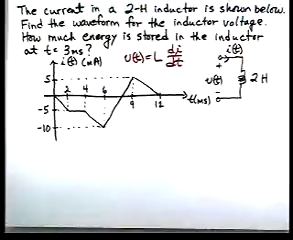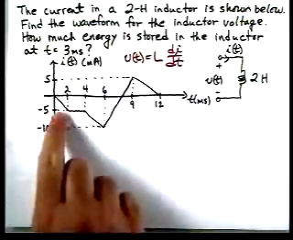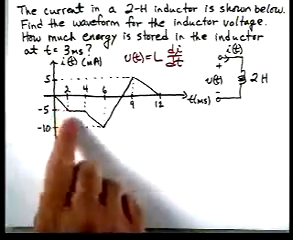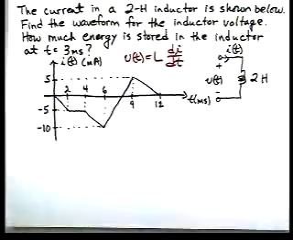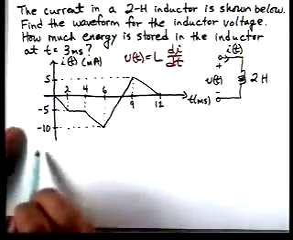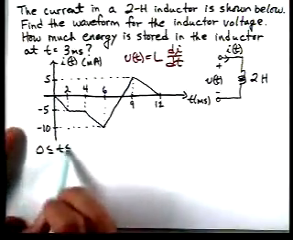We need to go through and find the expression for the inductor voltage for the different intervals of time. That's going to require us to calculate expressions for the current waveform over the different intervals as well. So let's start off with the first interval, 0 to 2 milliseconds.